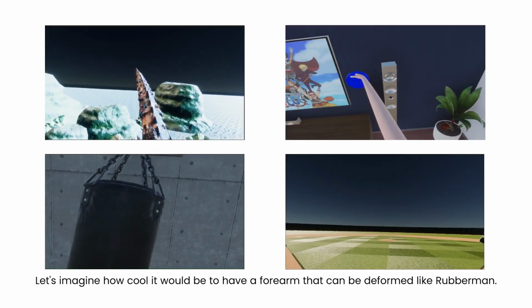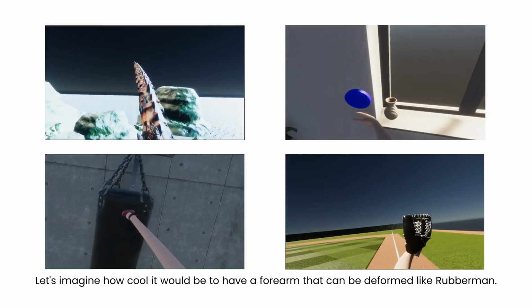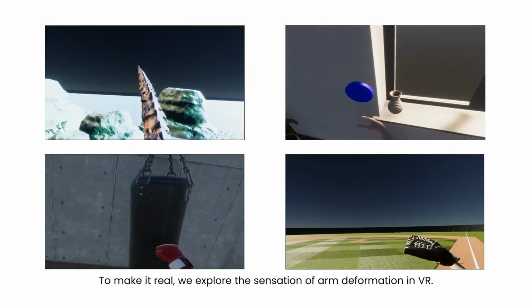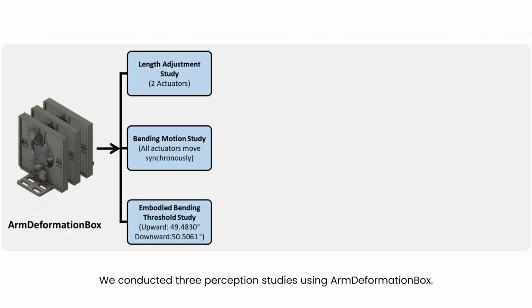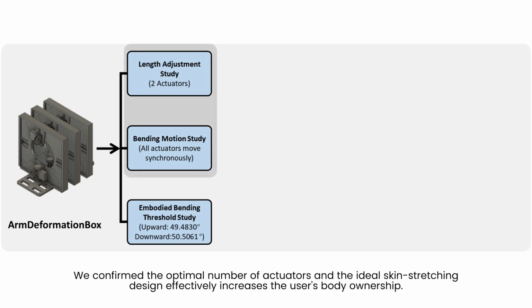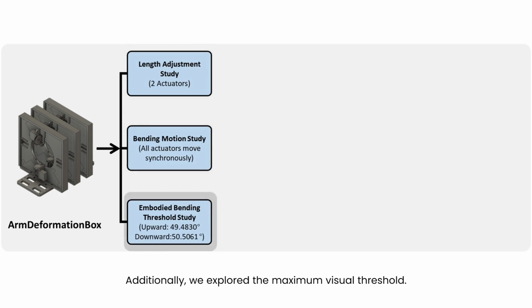Let's imagine how cool it would be to have a forearm that can be deformed like Rubberman. To make it real, we explore the sensation of arm deformation in VR. We conducted 3 perception studies using ArmDeformation box. We confirmed the optimal number of actuators, and the ideal skin-stretching design effectively increases the user's body ownership. Additionally, we explored the maximum visual threshold.